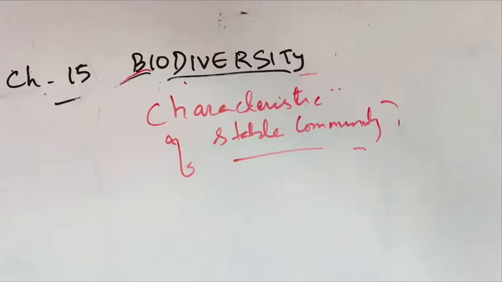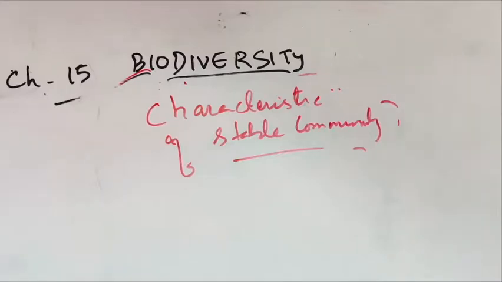And then alien species, foreign species. It can be fish, it can be animals, it can be plants. A community with this characteristic is known as what? A stable community. All right.